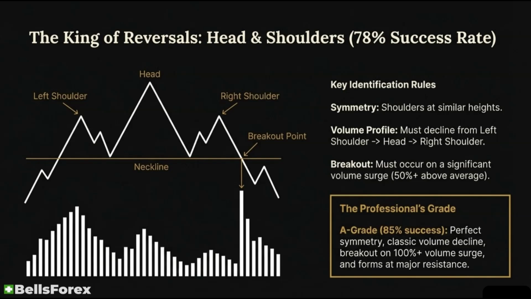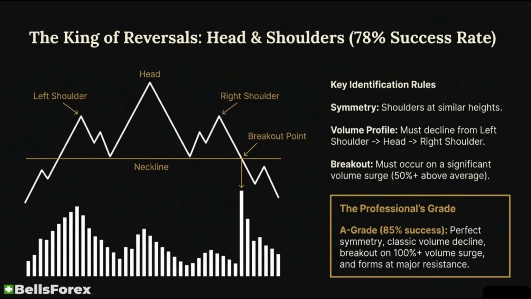First, near perfect symmetry. The shoulders should be within 5 to 10% of each other in height and duration. The head has to be clearly higher, minimum 8 to 10%. But the most critical element for grading is that volume trend. It's non-negotiable for an A-grade setup. A declining volume profile from left shoulder to head to right shoulder.